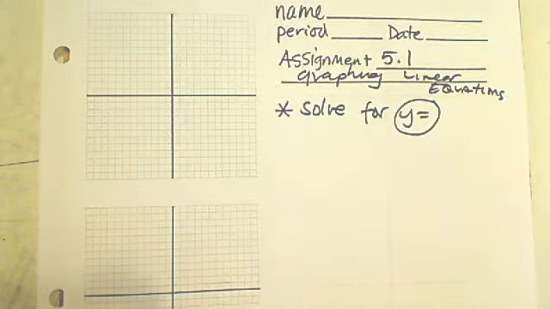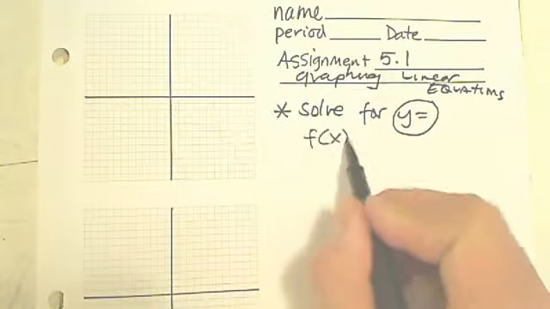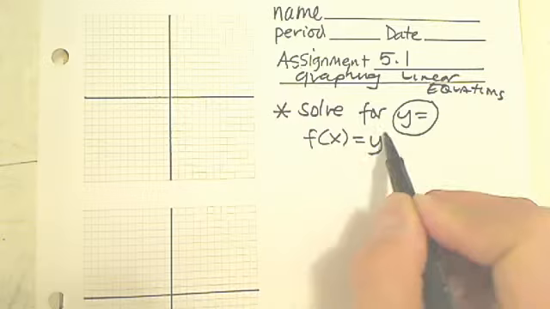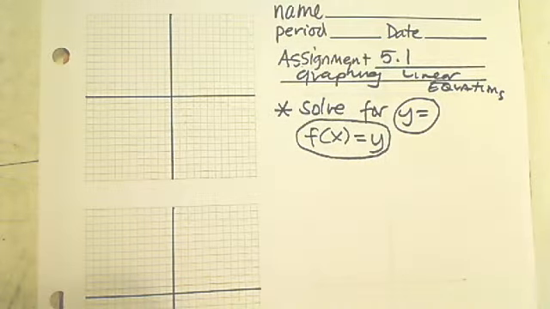Chapter 4, we talk about functions. F of x is equal to y. Same thing. What you put in for x, you will get out for y. Domains are x, range is y. If there's not an x present, there will be no y. So we solve for y equals when we are working with equations.